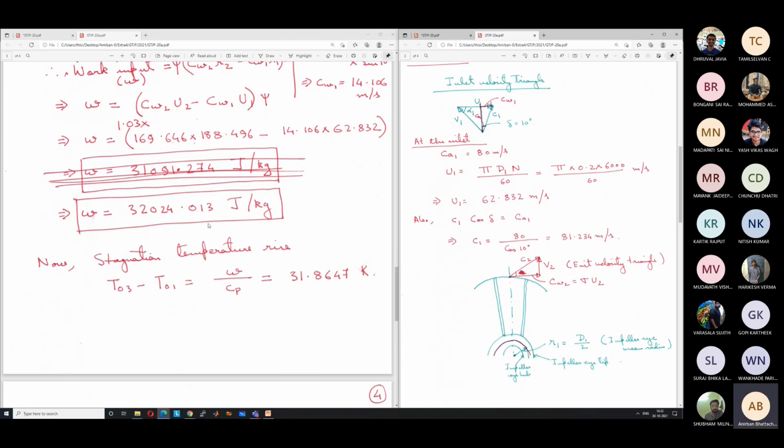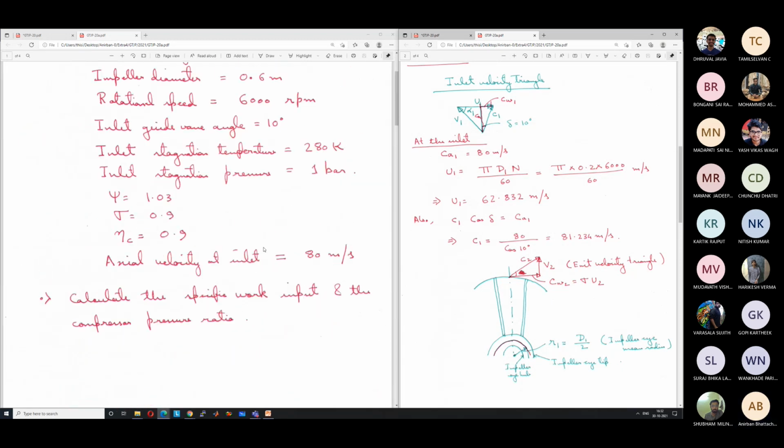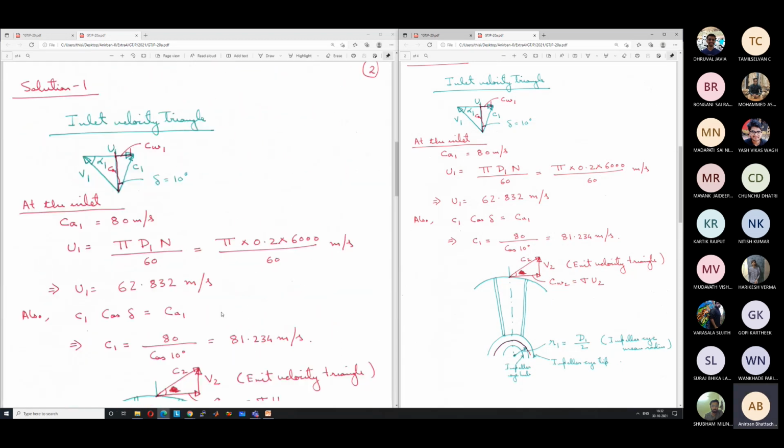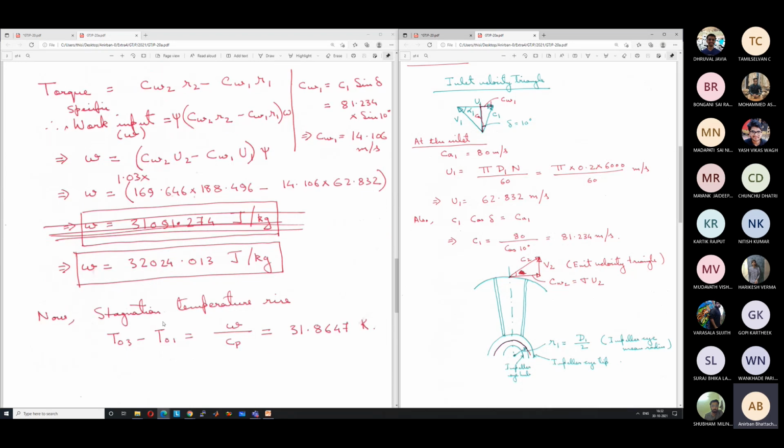So we want to calculate the work input, and what was the question? Pressure ratio. Okay, specific work input we have calculated. Pressure ratio we know how to calculate now, because work input is related to the stagnation enthalpy. Work input is equal to the increase in stagnation enthalpy, H03 minus H01, or the stagnation temperature rise, T03 minus T01, is work input by Cp.